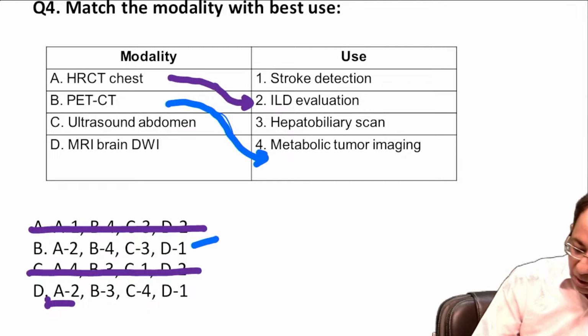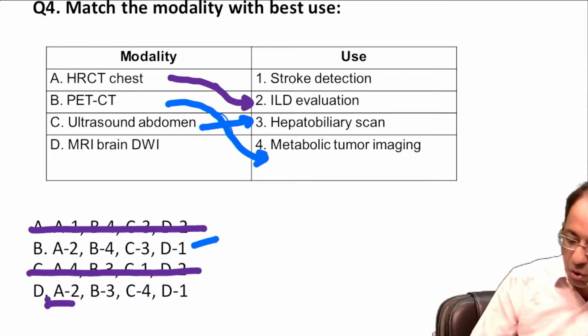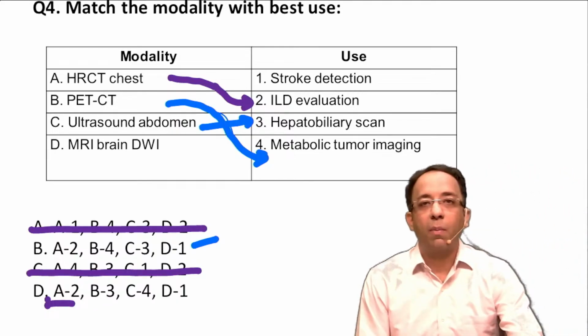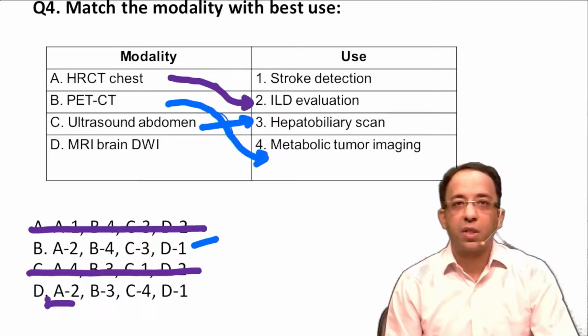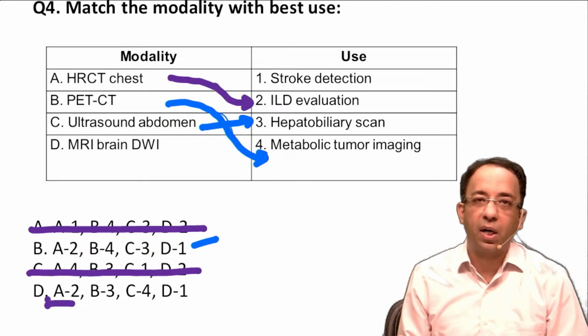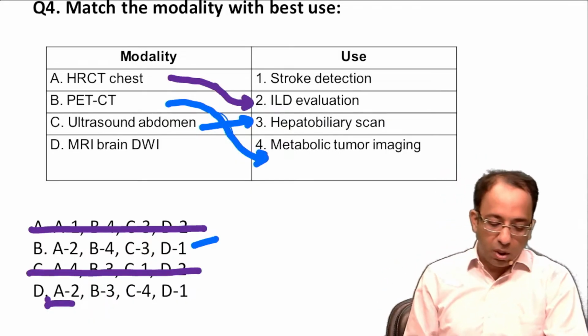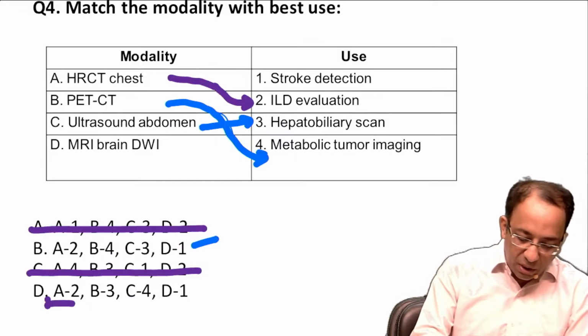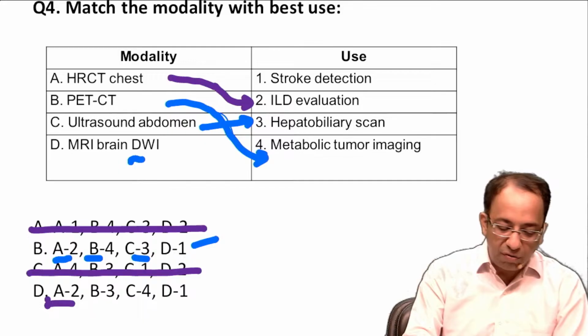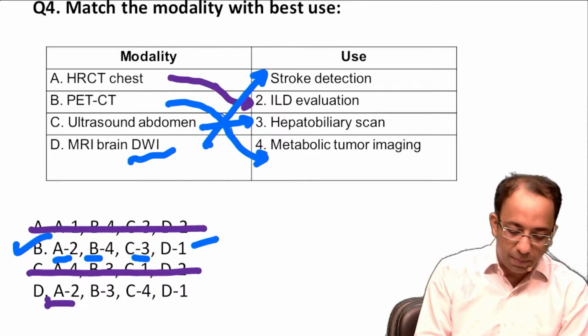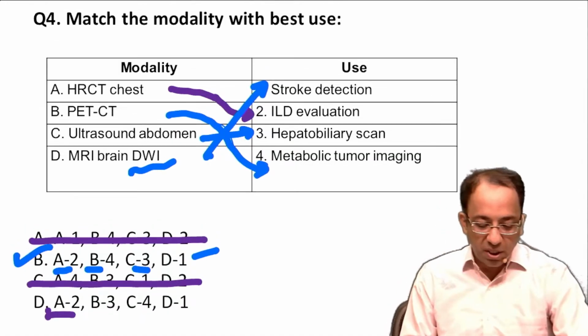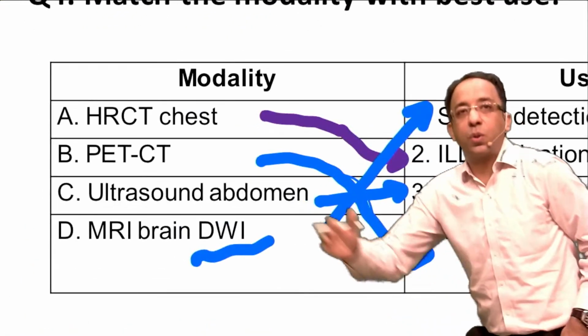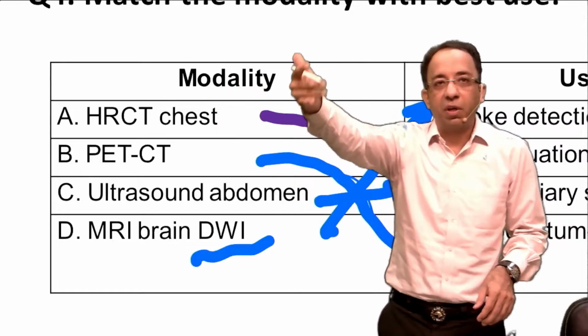Ultrasound abdomen. For the liver and gallbladder, we always prefer to do an ultrasound. So now C3 looks like the answer. Okay, MRI brain with diffusion weighted, stroke, infarct. The answer is 1B. So if I just quickly revise, these are also previous INICET questions in a different method.